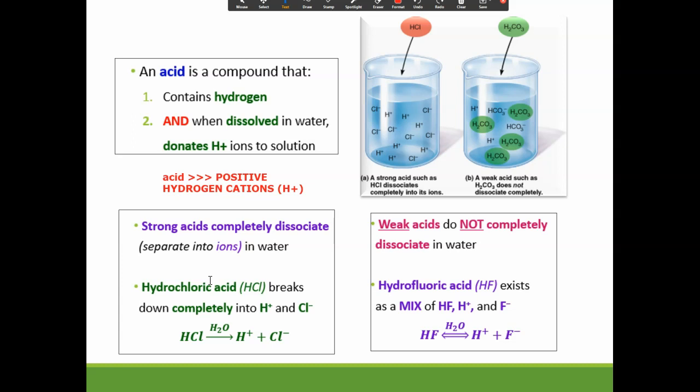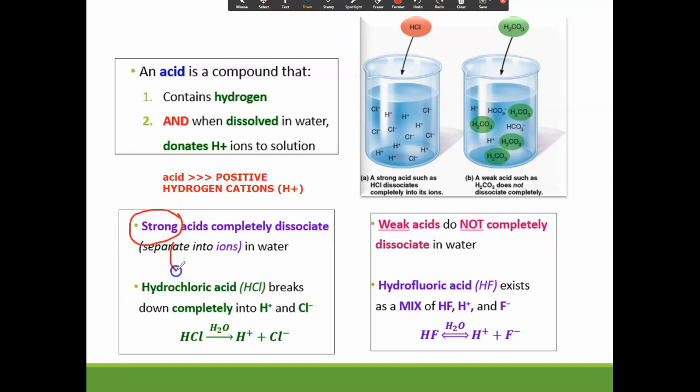Now the difference between a strong acid and a weak acid is not necessarily how much they can injure you. Strong acids, if you add enough water, won't hurt you, and weak acids, if you make them concentrated enough, can hurt you. But strong acids and weak acids is actually talking about how well they dissociate or separate into their separate ions in water. So for example, hydrochloric acid is a strong acid.